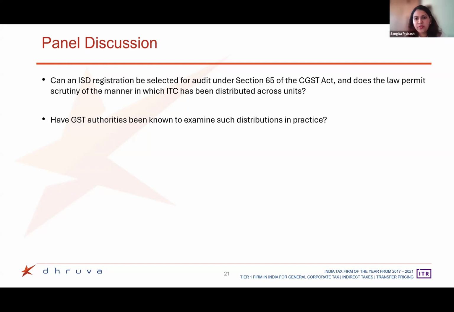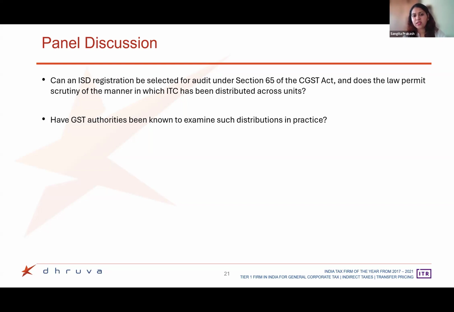No, I think the answer to the first one is a simple one, that an ISD registration is just a different type of registration. But as far as the GST law is concerned, it treats it like any other GST registration. And therefore, yes, it will undergo an audit. However, the question could be how is it that we've not seen a lot of ISD registrations undergoing audits? And the answer, I think, lies in what you just mentioned, Ruturaj, that it wasn't mandatory until today. There were fewer companies, I'm not saying there weren't any, that had actually implemented the ISD mechanism. And therefore, perhaps we've not heard of too many such audits.